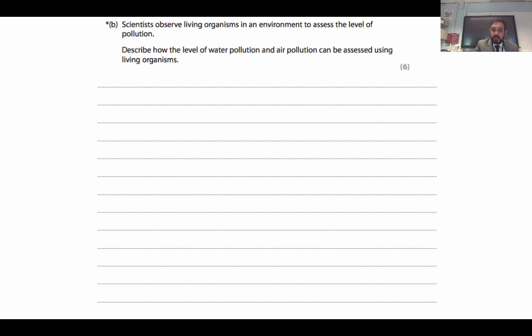It probably makes sense to separate this out, so if we start with polluted water, now this will be the dirty water. What sort of things will be used to recognize dirty water? Like we talked about, bloodworms detect the presence of high water pollution.